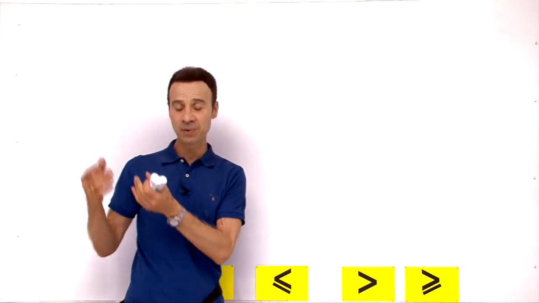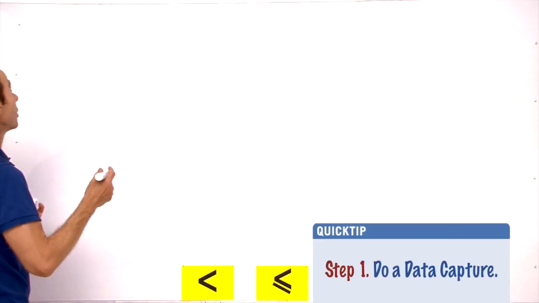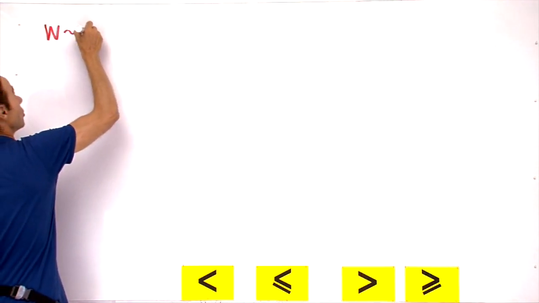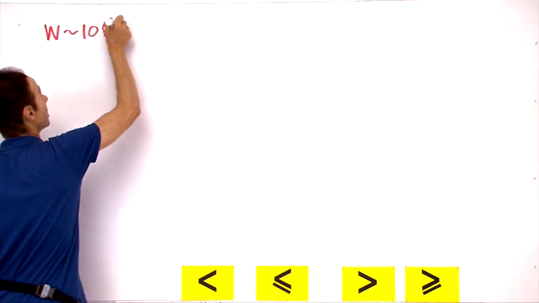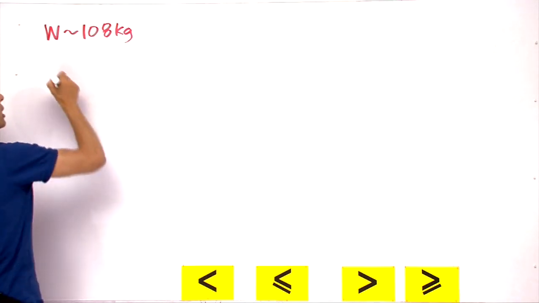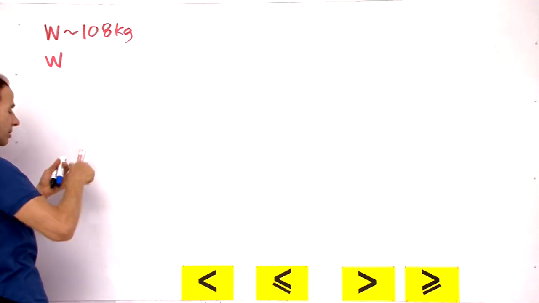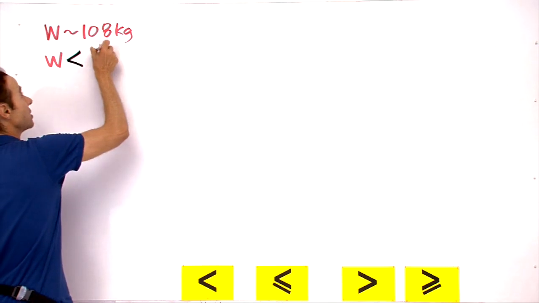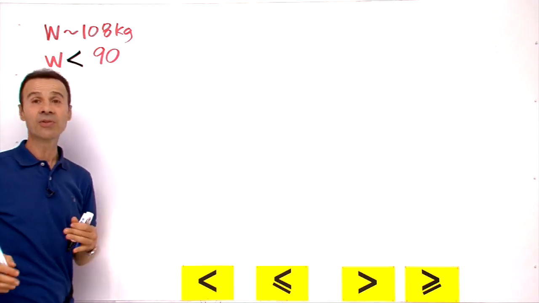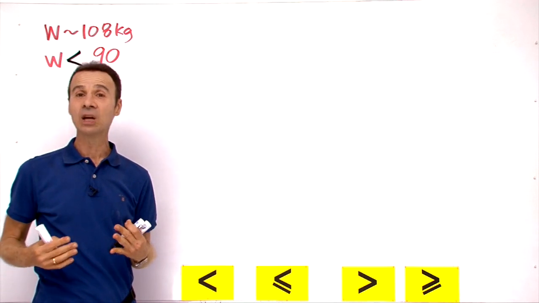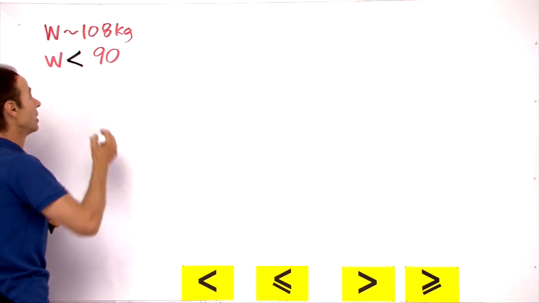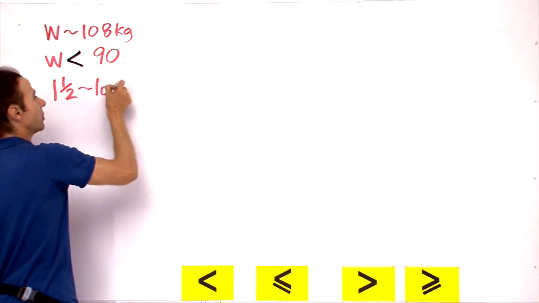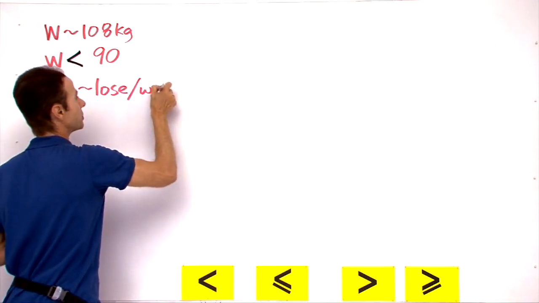So let's do that data capture. So what's all the data? Let's summarize it up here. All those words could be summarized very easily by saying his weight right now is 108 kilograms. And his desired weight, he wants to weigh, and here's the inequality symbol, he wants to weigh less than 90 kilograms. That's his outcome. Now we know on this exercise diet regime, he can lose 1.5 kilograms per week. So it's 1.5 kilograms he can lose per week.